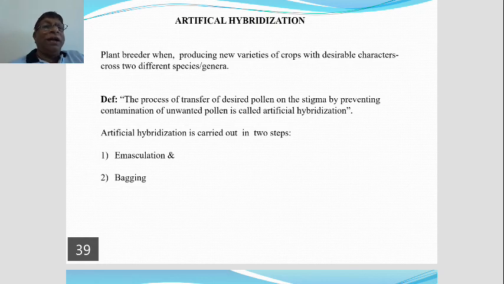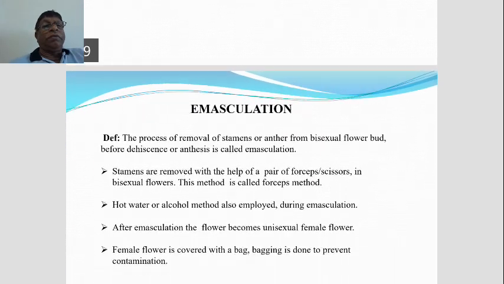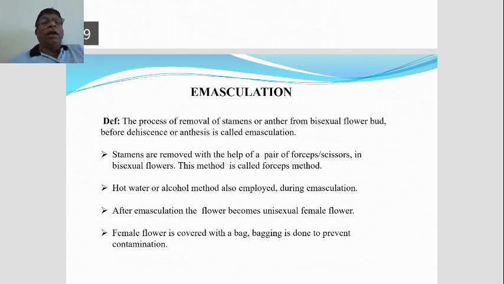Then, how to conduct this artificial hybridization? As I told you, many steps are there, but here we are going to discuss only 2 steps. Artificial hybridization is carried out in 2 steps. The first step is called emasculation, and the second step is called bagging. Emasculation and bagging are 2 important steps. Next, we shall see emasculation. What is emasculation? Or how to define emasculation?